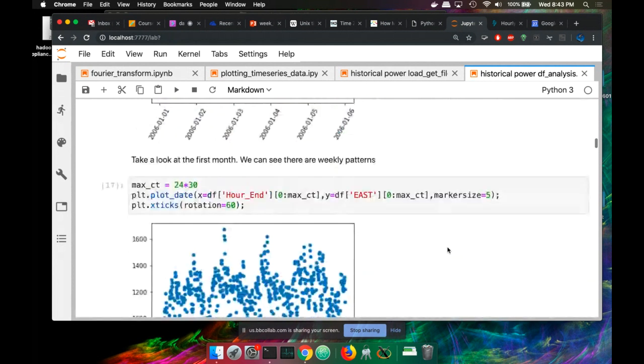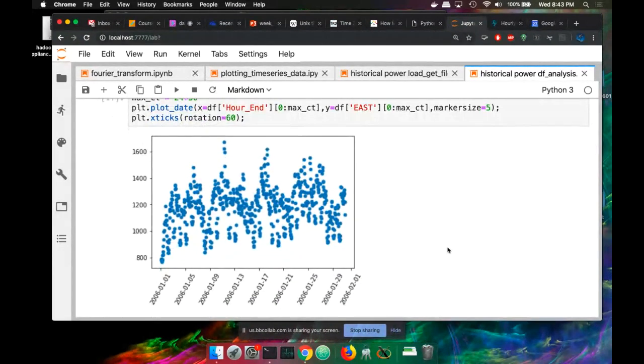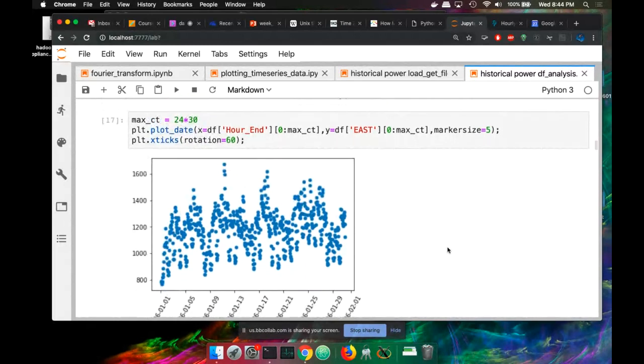Then if you zoom out again and say we're only going to look at 30 days, every measurement is once an hour, so the number of measurements is 30 days times 24 hours. That's what that max count is. And I'm looking over the span of 2006, I think, from January 1 through 30. There are some weekly trends there. So this is good. Why are we doing this? We're trying to figure out whether the data behaves as we expect. We're going to look for patterns. We're going to make sure that those patterns actually exist in a small sample before looking at the entire data set.